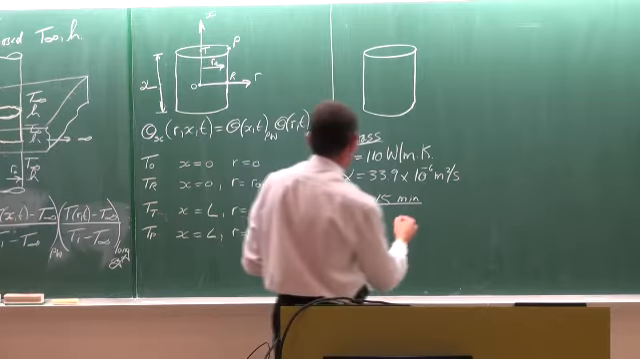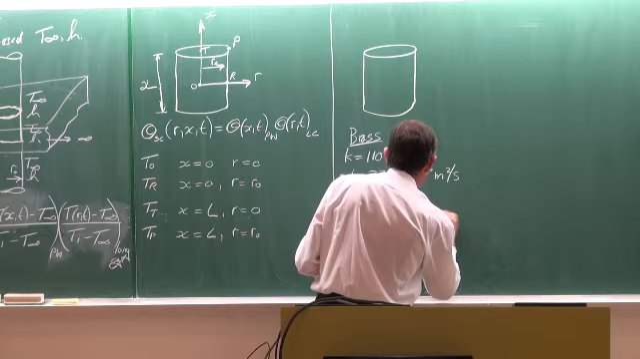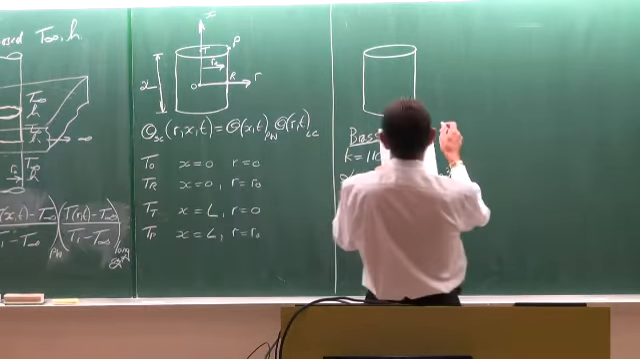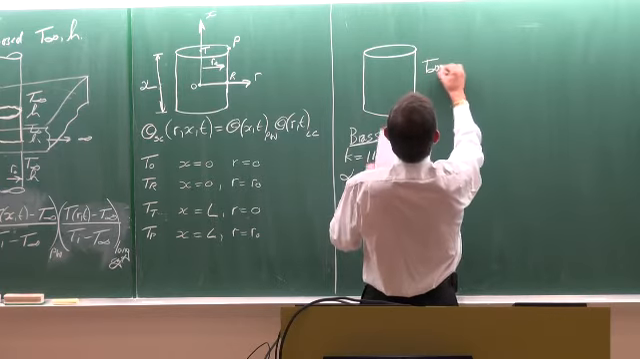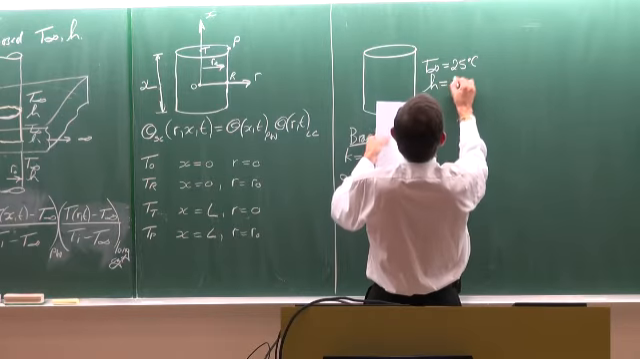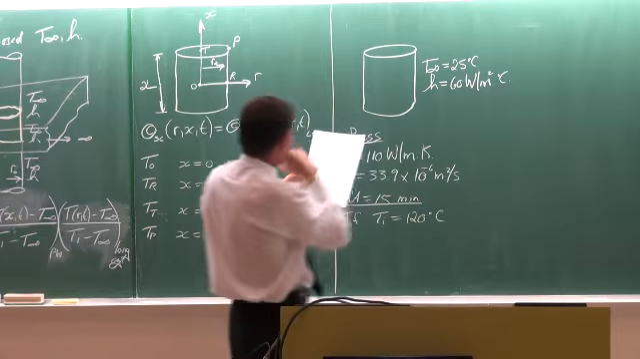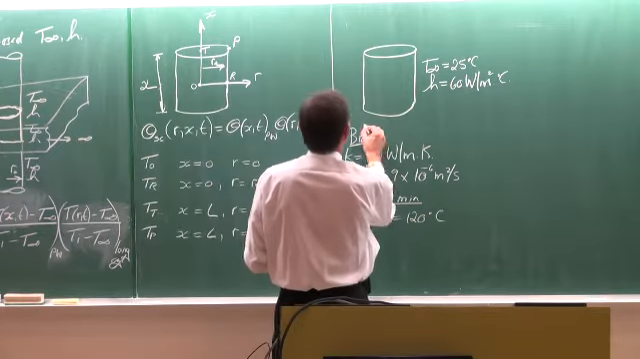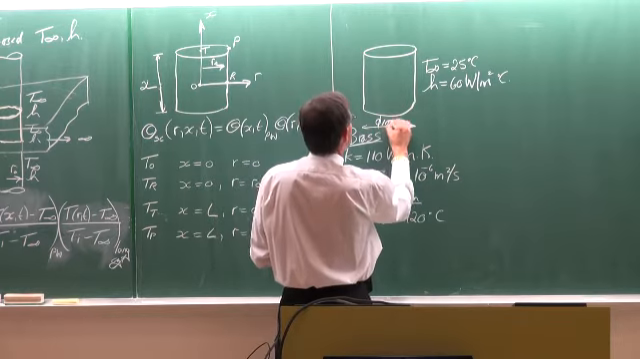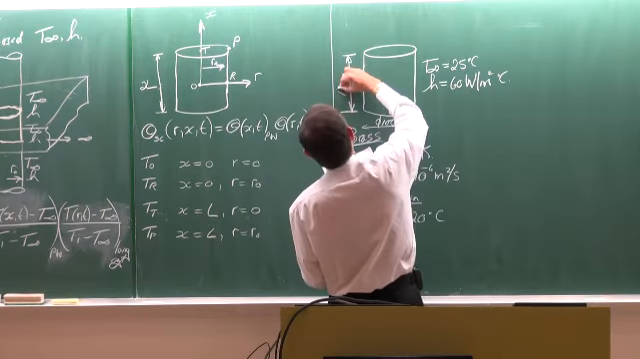If the initial temperature is 120 degrees Celsius, and on the outside the ambient temperature is equal to 25, and the heat transfer coefficient is equal to 60 watts per square meter degree Celsius. The cylinder has a diameter of 100 millimeters and a height of 120 millimeters.